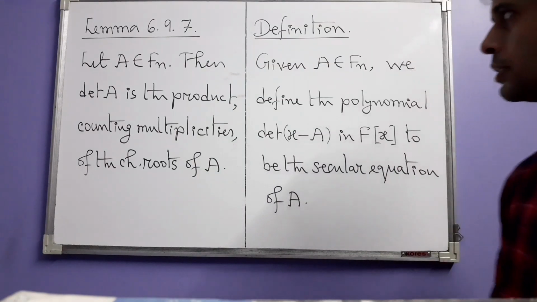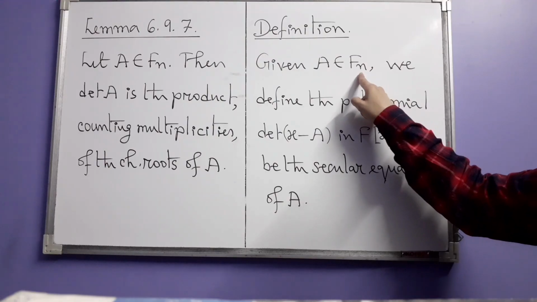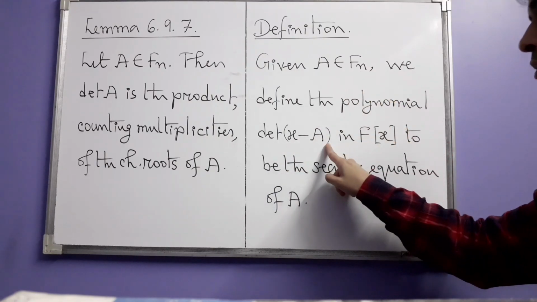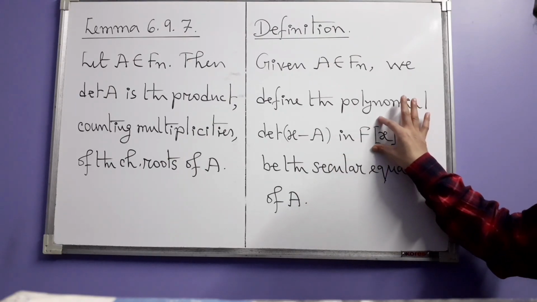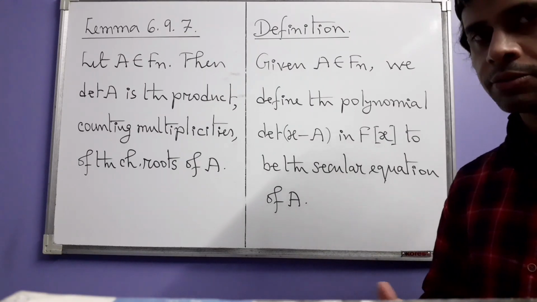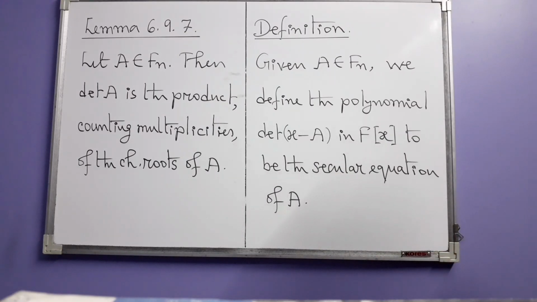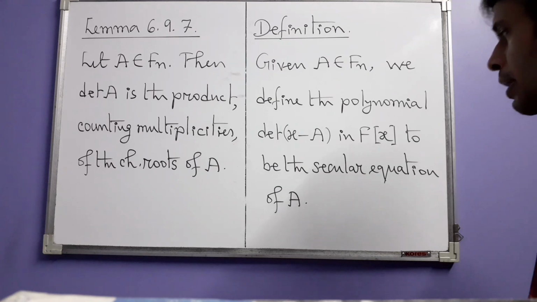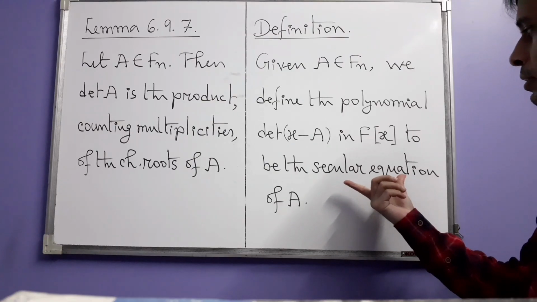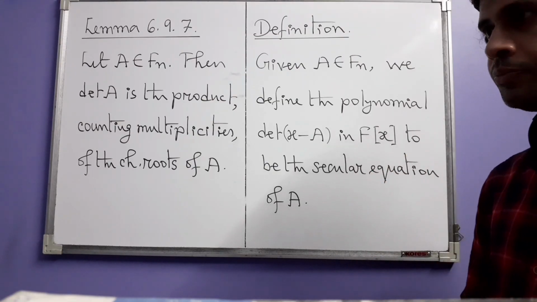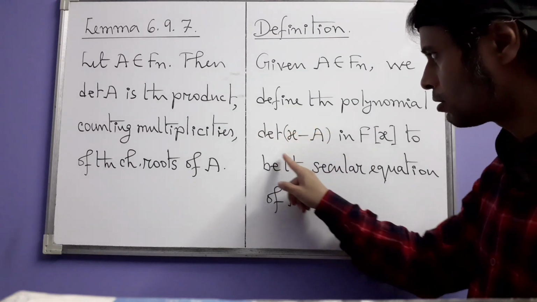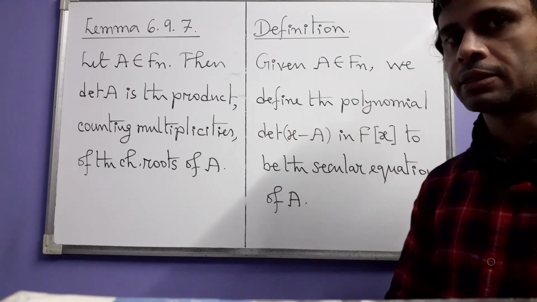Next we have this definition. Say you have a matrix A in Fn. Then for this matrix we define the polynomial determinant of x minus A in this polynomial ring F[x] to be the secular equation of A. There are quite a few things to understand here. First of all, I don't really understand why the author is calling this polynomial a secular equation. But leaving that aside, it's just a name. Let us concentrate on this object, determinant of x minus A.